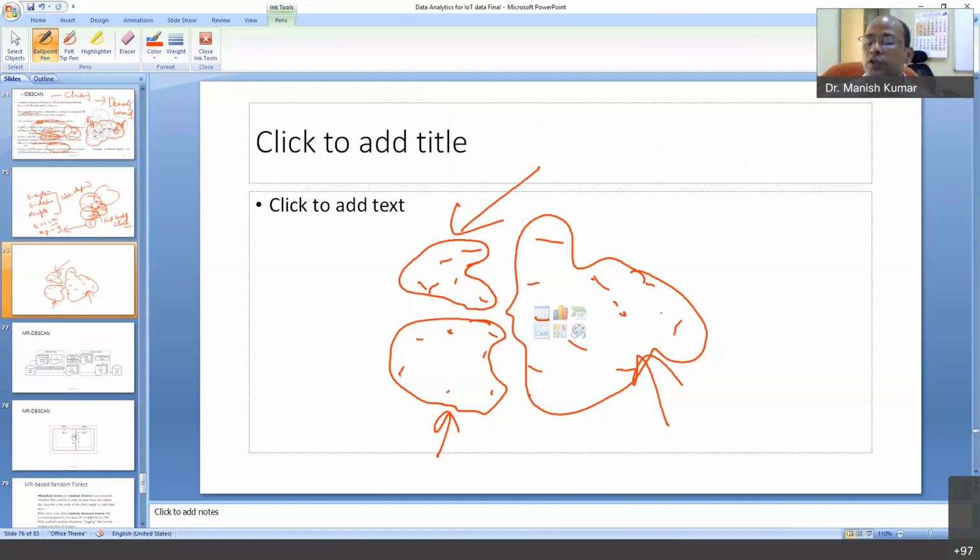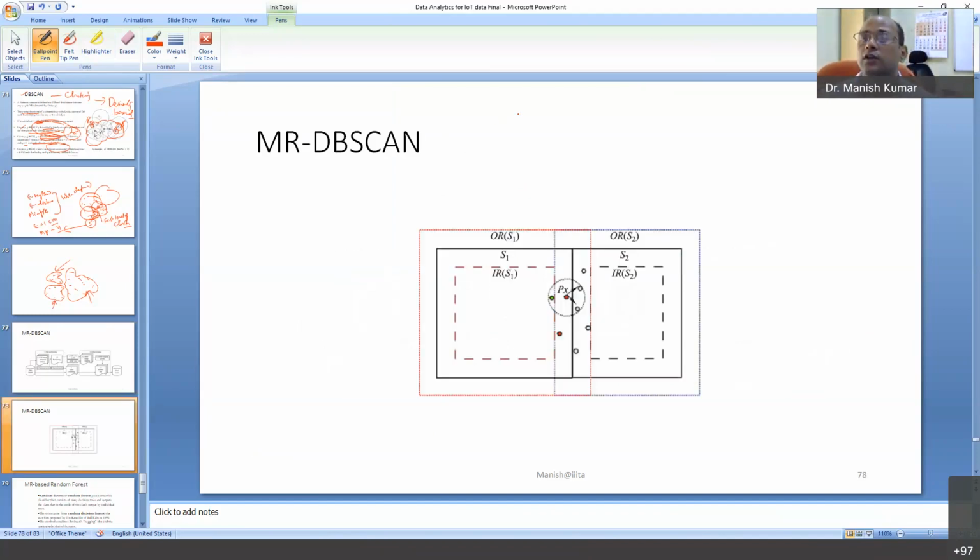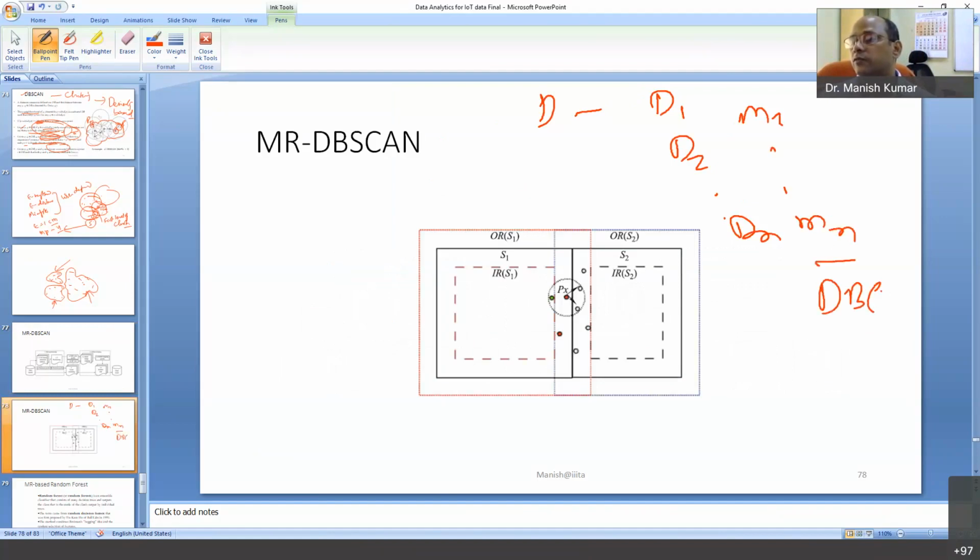The question is how it can be parallelized. Okay, the answer is that this was the architecture proposed in one paper, which is MR based DBSCAN. So that talks about how data can be partitioned, then DBSCAN can be executed across the mappers. So what is happening in this case is that your data is distributed across say D1, D2 and Dn, and each of the mappers M1 to Mn is executing DBSCAN.